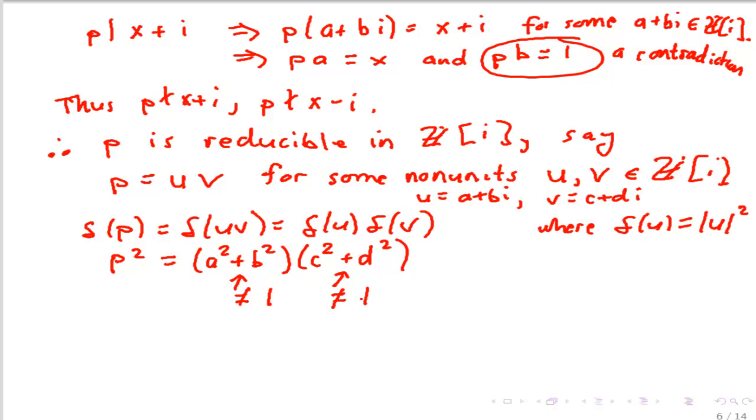So how can we have a product of two whole numbers equaling p squared? The only way that can happen, if these numbers are bigger than 1, is if a squared plus b squared is p, and c squared plus d squared is p. Therefore, p is a sum of two squares. QED.